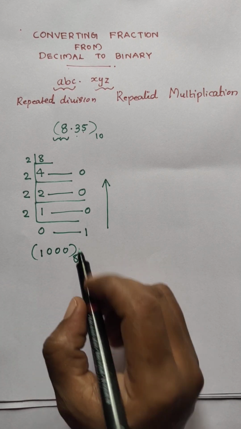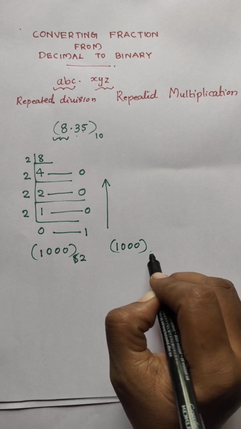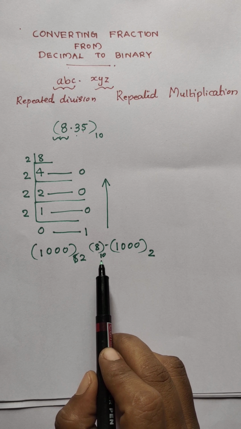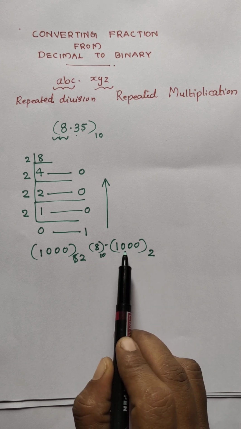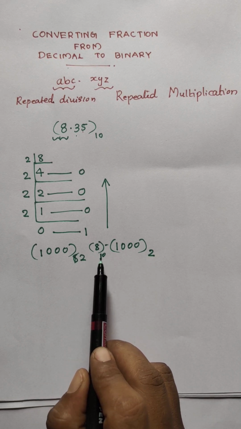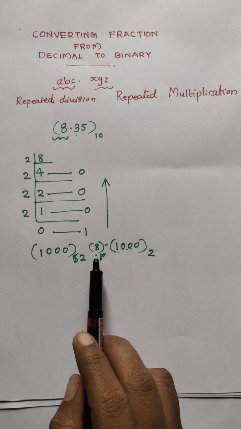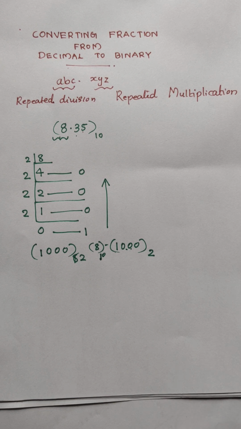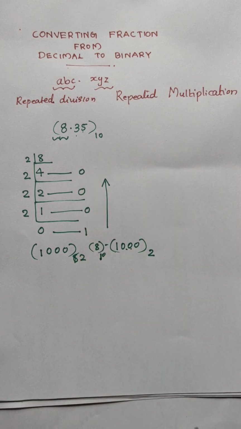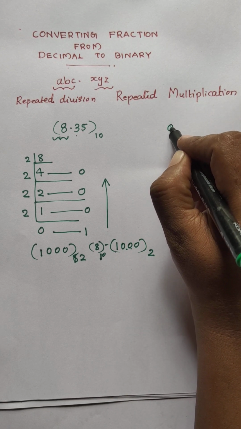This is base 2: 1 0 0 0. 8 is the decimal number, and this is the binary number. For the binary number we have to mention the base, that is 2. This is decimal, the base is 10. Is it clear? So 1 0 0 0 is the binary of 8 that we have already discussed. Now we check how to convert the fractional part of the decimal system into binary, that means repeated multiplication, for 0.35.